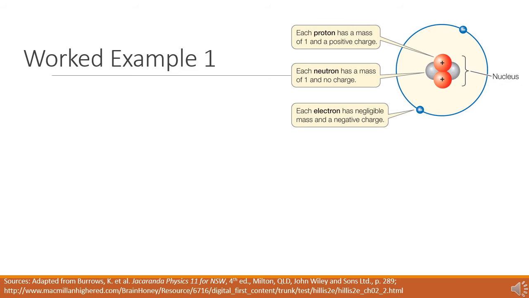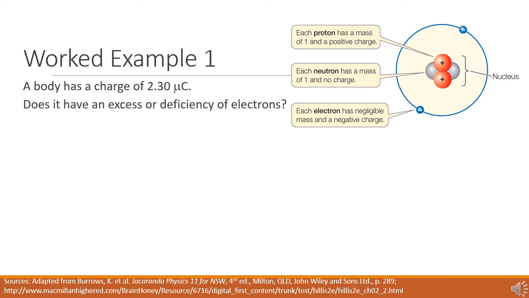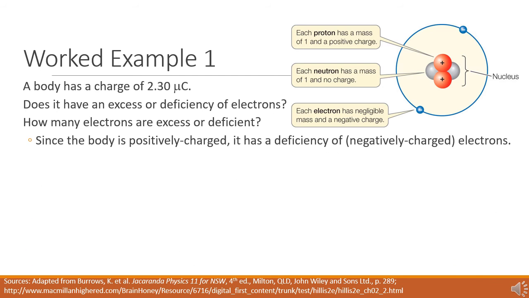Let's have a look at worked example 1. A body has a charge of 2.3 microcoulombs. Does it have an excess or deficiency of electrons? Well, how many electrons are excess or deficient? Well, since the body is positively charged, positive 2.3 microcoulombs, it has a deficiency of negatively charged electrons. Remember that the charge on one electron, Qe, equals negative 1.602 times 10 to the negative 19 coulombs. You can find that number on your data sheet.